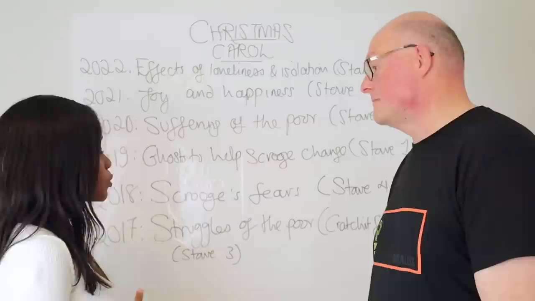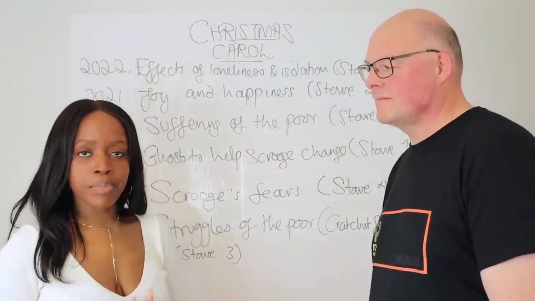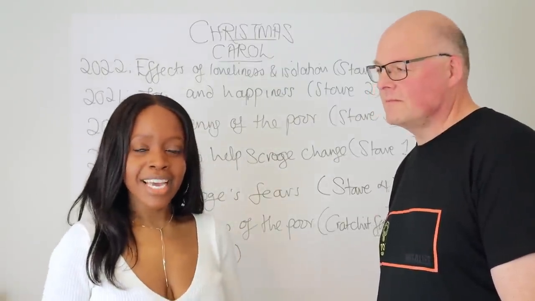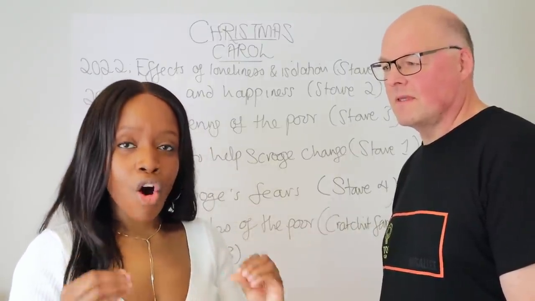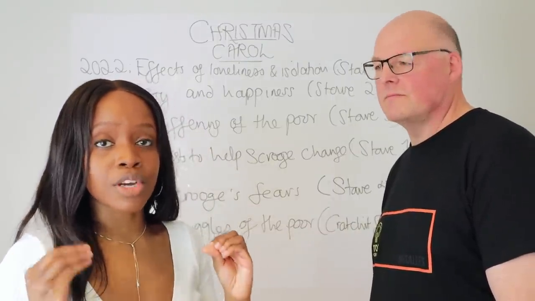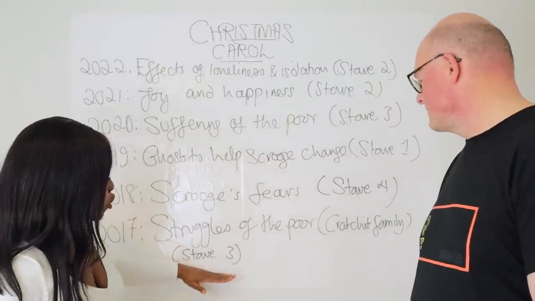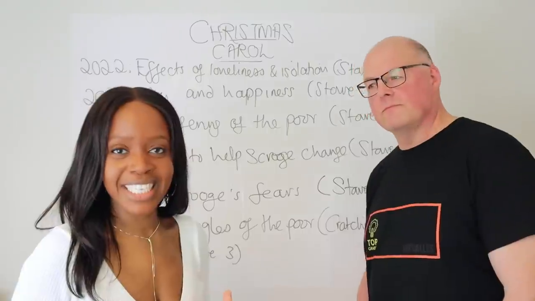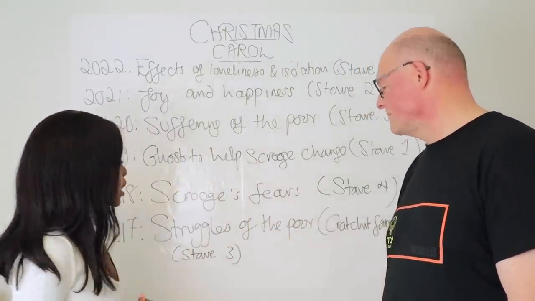So when it came to the 2017 exam, what was really interesting is that this is the only question that came up that asked you to focus in on a particular set of characters, which was the Cratchit family. So you were asked to look at how the Cratchit family's Christmas dinner is presented and discuss how the Cratchit family is used to present the struggles of the poor.